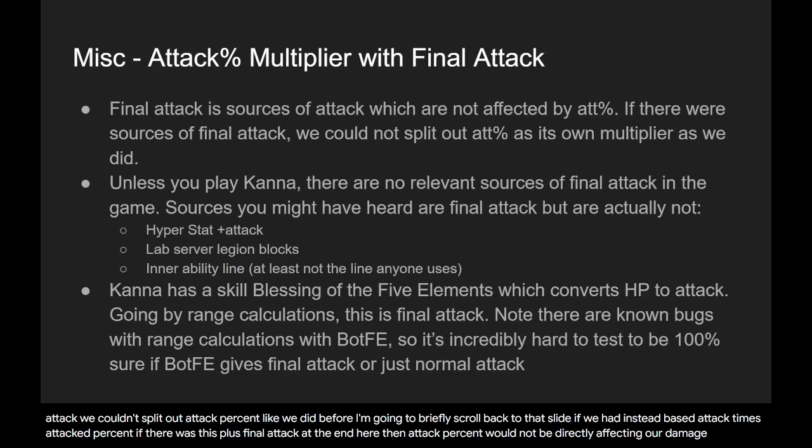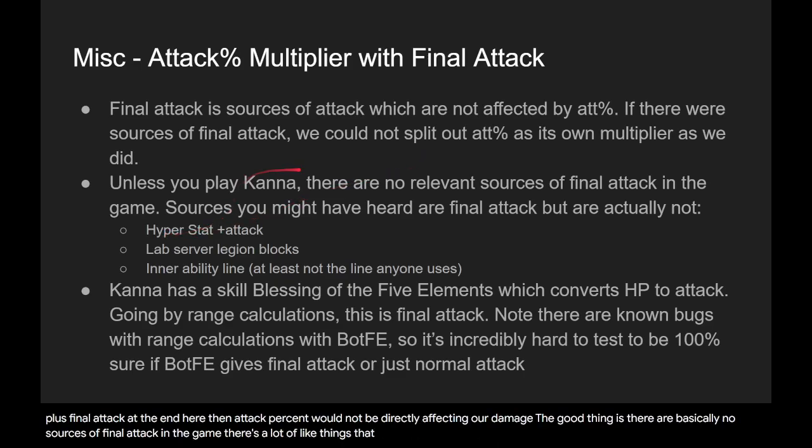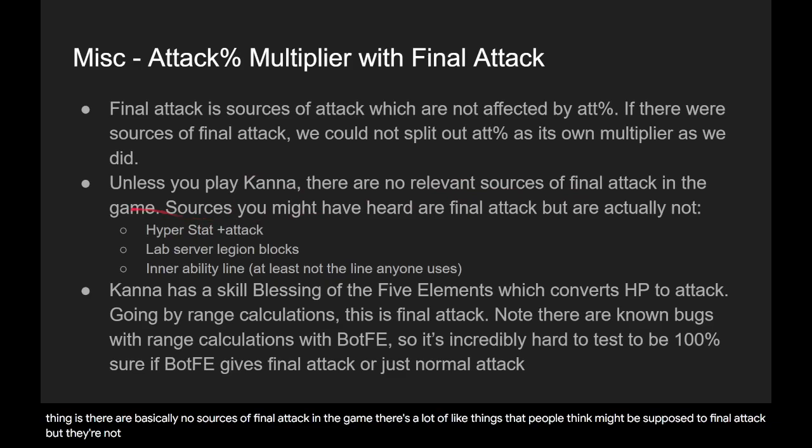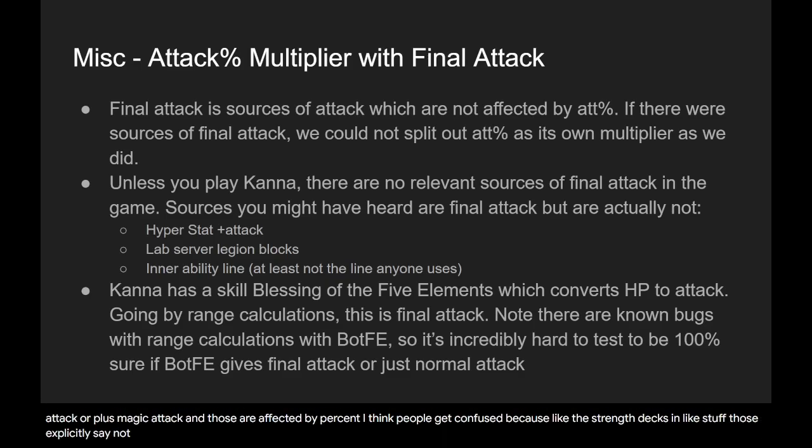But the good thing is there are basically no sources of final attack in the game. There are a lot of things that people think might be sources of final attack, but they're not. So here's a quick list of things that are not final attack, things that are affected by attack percent. Hyperstat: if you go into your hyperstat, there's this plus attack or plus magic attack, and those are affected by percent. I think people get confused because the strength, dex, int, luck stuff explicitly say not affected by percent, but the attack and magic attack are affected by percent. They're not final attack sources.